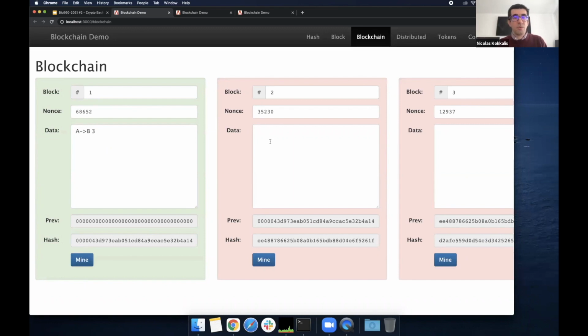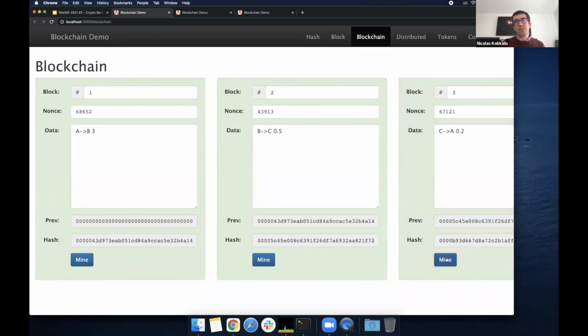And now, if in the next block you say B gives to C 0.5 Bitcoin, and then we mine this block, we will end up with a valid block that has multiple zeros here. And if we continue doing that and say C gives to A 0.2, we'll mine this block as well.